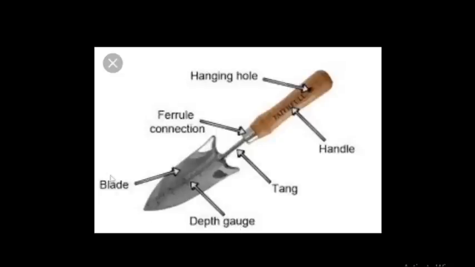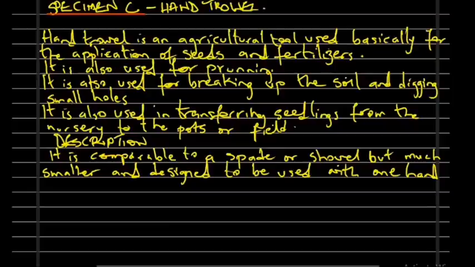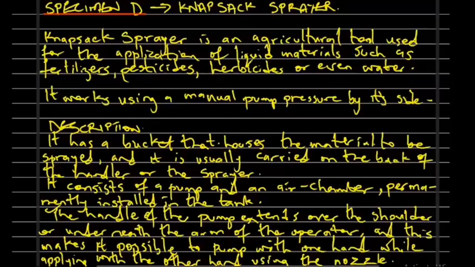So that is about this specimen, and quickly we move over to the next specimen, which is specimen D, and that is the knapsack sprayer. The knapsack sprayer is an agricultural tool also that is used for the application of liquid materials, fertilizers, herbicides, pesticides, water, everything that is in liquid form. We can use the knapsack sprayer to apply them to our farm, our field, or our crops.